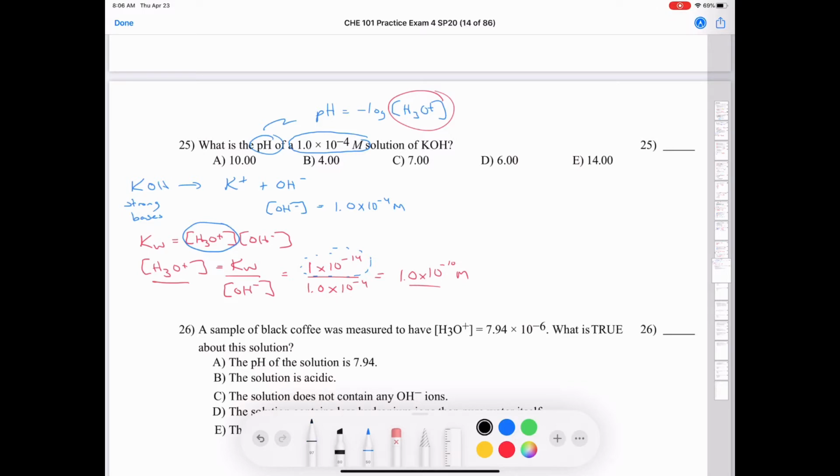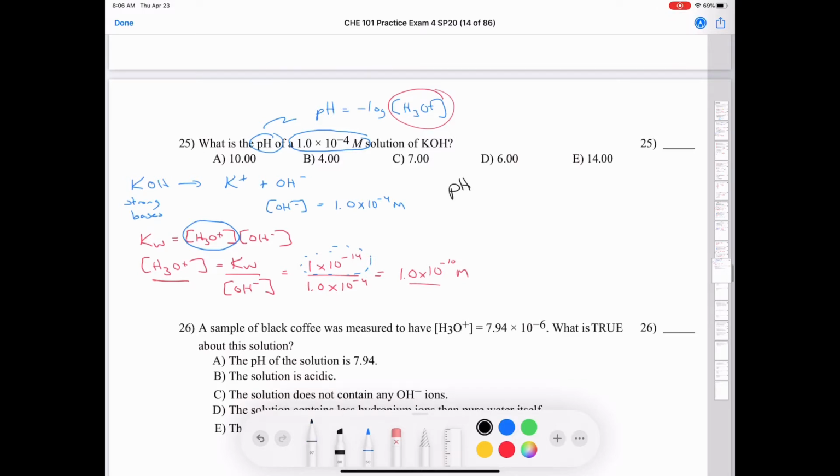Now I'm going to change colors again, and we'll put pH is equal to minus log of the concentration of our hydronium, and therefore the pH is going to be equal to minus log of 1.0 times 10 to the negative 10, and we get that our pH is equal to 10.00, and that is A.